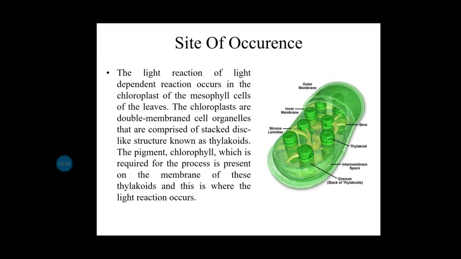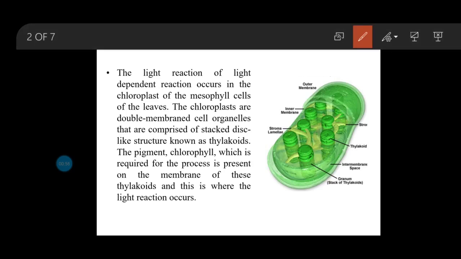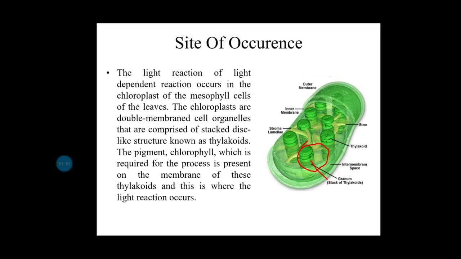Now see here, in this slide we will discuss the site of occurrence of the light dependent reaction, or light reaction, of photosynthesis. In photosynthesis, the light reaction occurs in the thylakoid membrane. Here you can see these are the thylakoids, and here is the membrane of the thylakoid, and in this membrane the light dependent process of photosynthesis occurs. Okay, let's move.